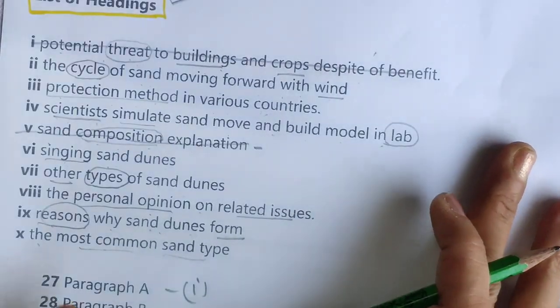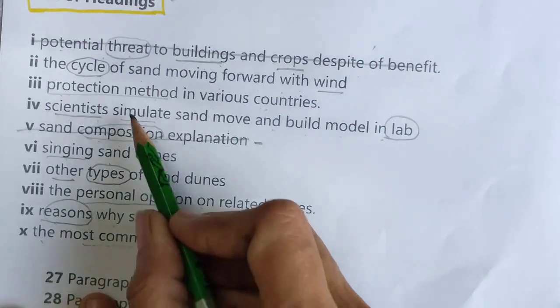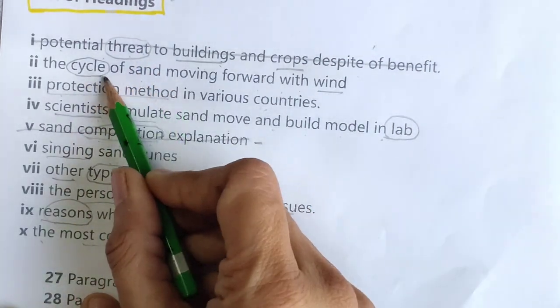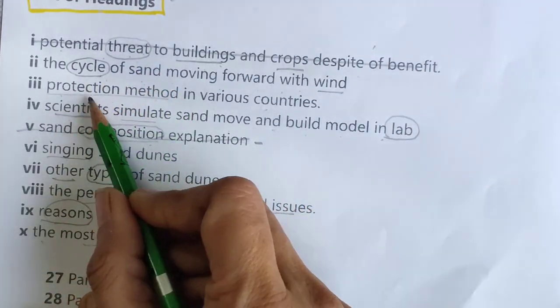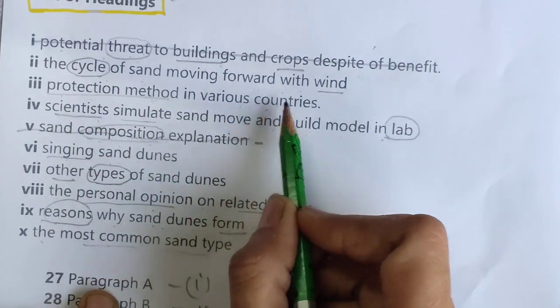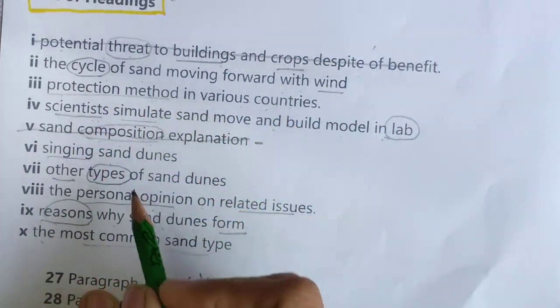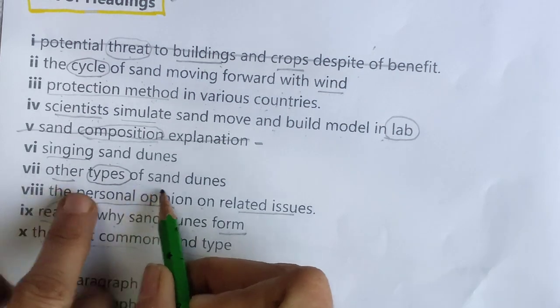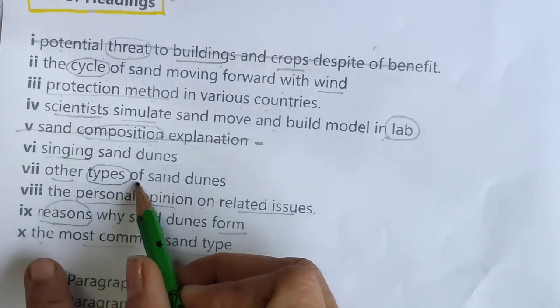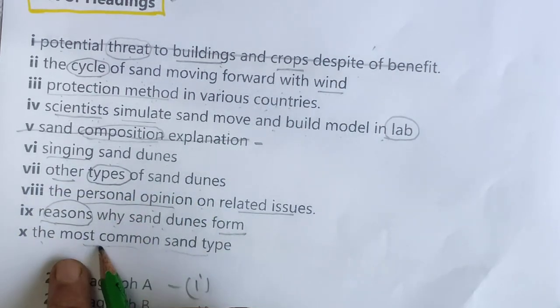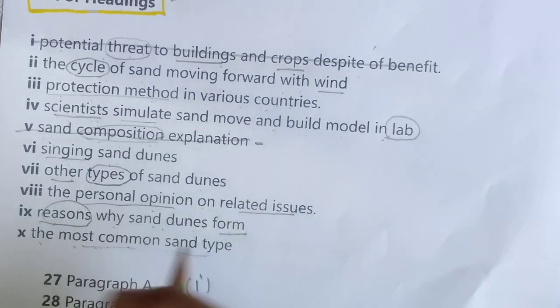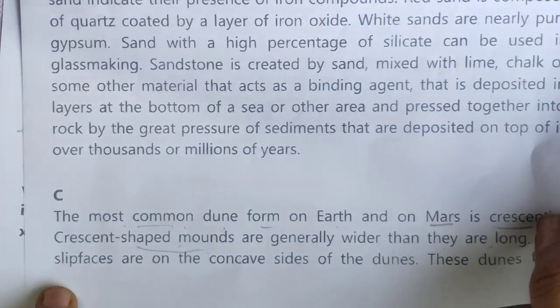Let's read it. This we have done, the cycle. Now they are not talking about any cycle, protection kind of thing is not there. Scientists are also not there. Other types of sand dunes, no, but they are talking about the most. Yeah, this is the most common sand type because they have used the word.